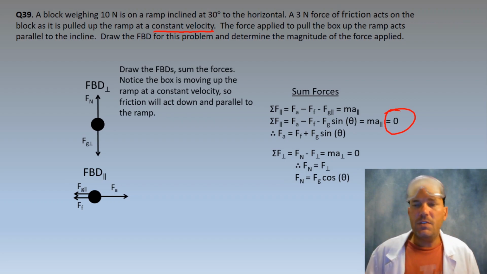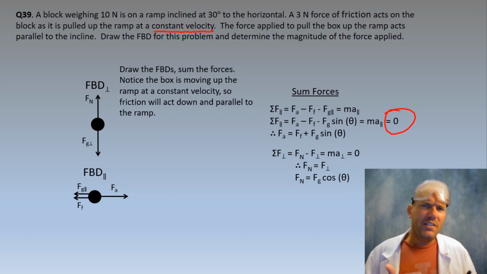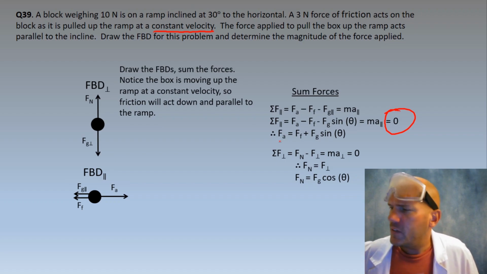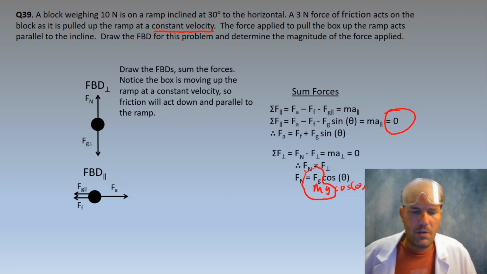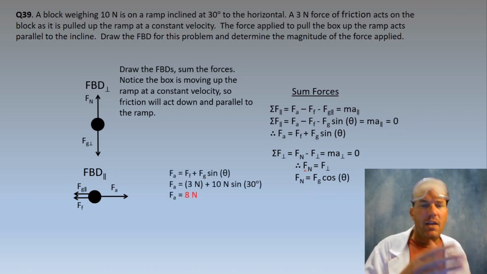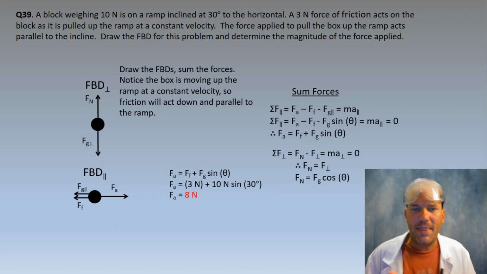and we can use that information there to find force normal, because we know force normal is equal to mass times gravity cosine theta right here. I want to make sure I'm being clear on that, so I'm not going too fast. Force applied is equal to the force of friction plus force normal sine theta.